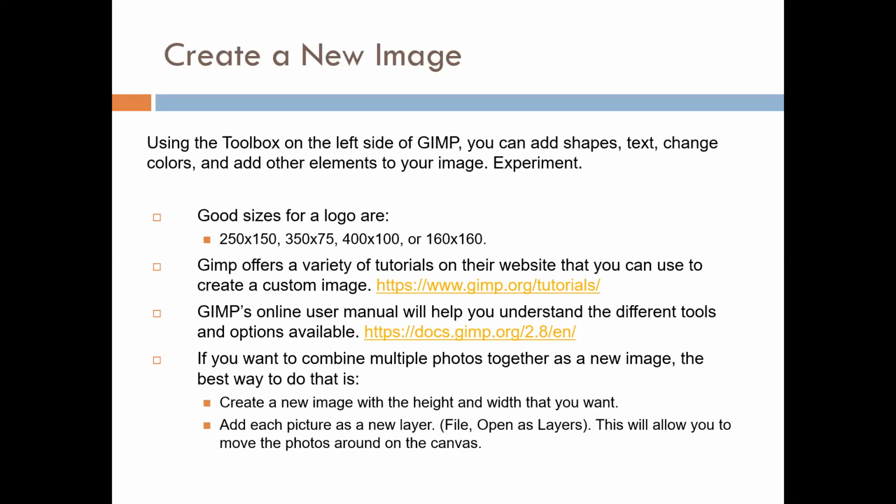If you wanted to combine multiple photos into a new image, here at the bottom of this slide, you can see, create a new image with the height and width, then add each picture as a new layer. So after you do File and New, and you make those dimensions, you do File and Open as Layers, open up that other one, and it layers those on top of the canvas that you just created. Again, you can experiment with this. You can get really, really fancy if you're really comfortable with this, or keep it really simple.